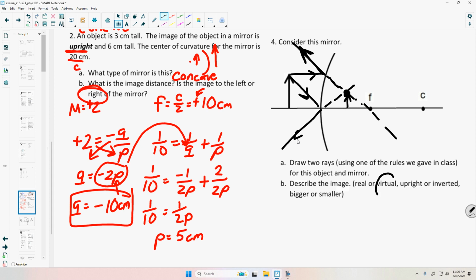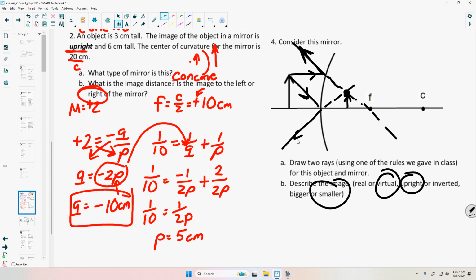It's virtual. Upright images are always virtual. And it is smaller than the object. Okay? Be able to do that for all 8 scenarios, any one of those 8 scenarios. All right, all 8, okay?